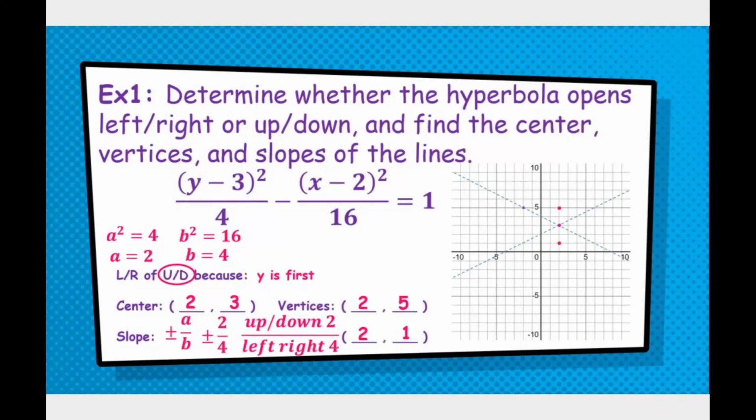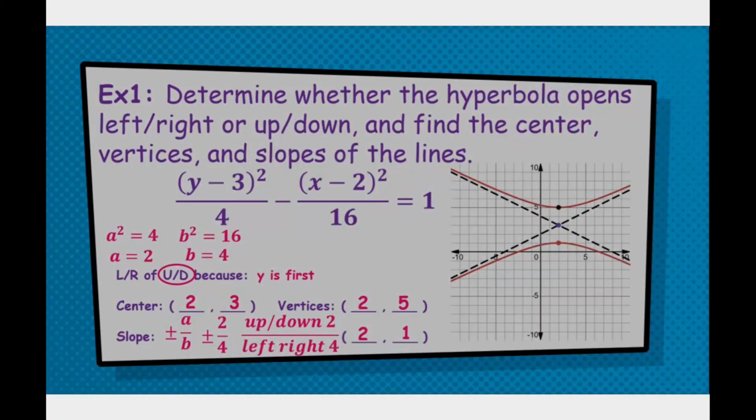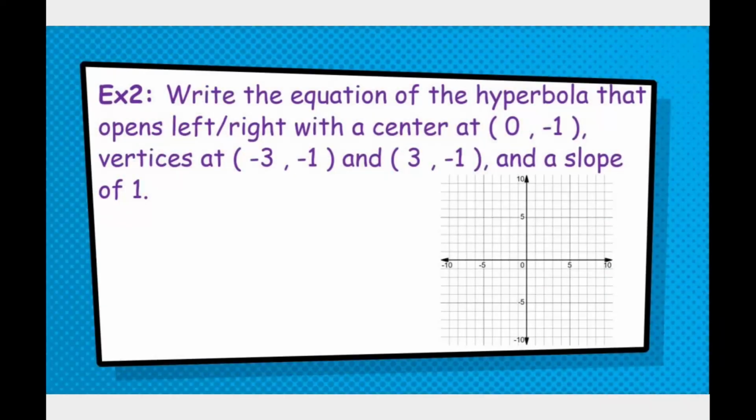We're just trying to figure out where these things are. And now that I have these, then I can draw and fill in the rest of my graph to look something like this. All right, now I'm giving you characteristics and I'm asking you to write the equation.